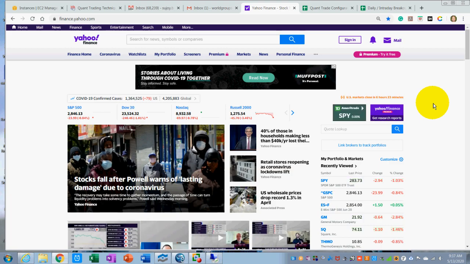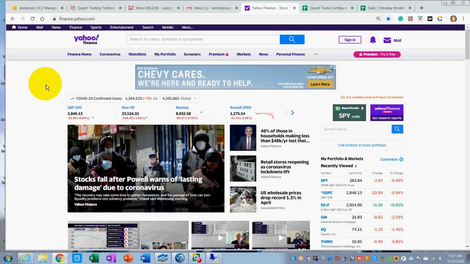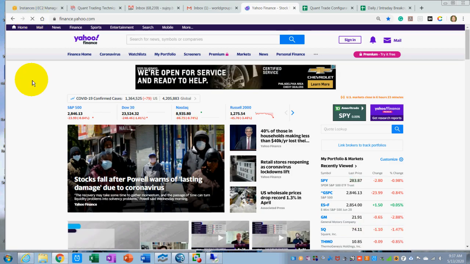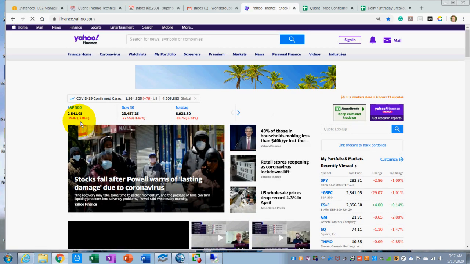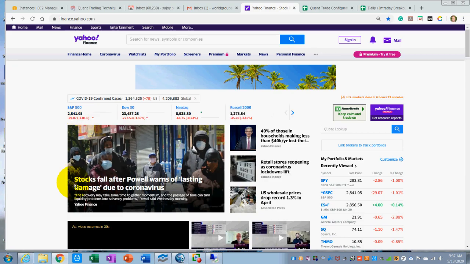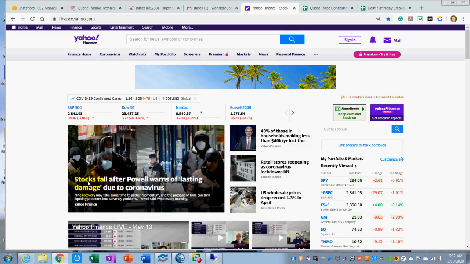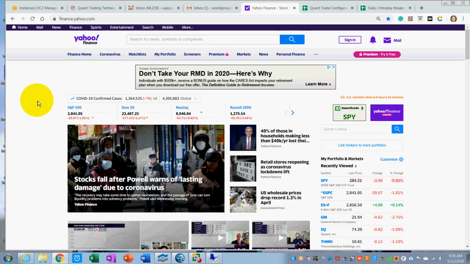So it's around 9:07 at this point of time, and it seems like the market is taking a huge dip. It has already exceeded minus 1.01%. One of the major reasons seems to be that stocks fell after Powell warned of lasting damage due to coronavirus. I think this is everybody's expectation for the next 1 to 2 years. Things will not be normal, and especially till we get a vaccine, I don't see the market getting any confidence at this point of time.